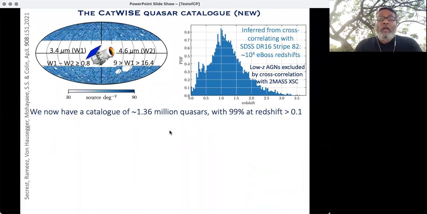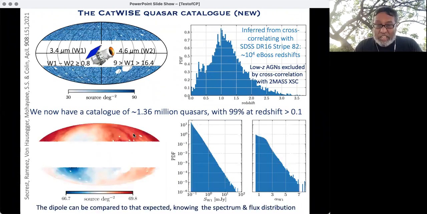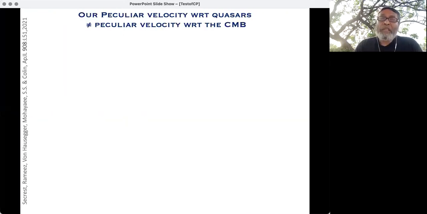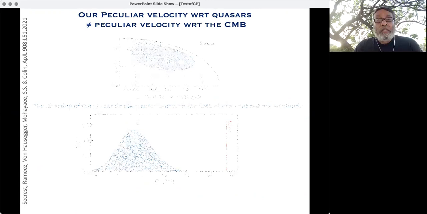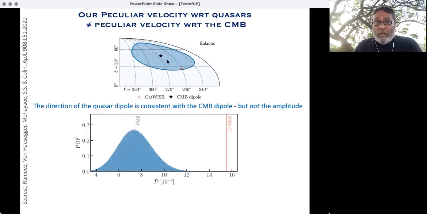So therefore, when we compute the dipole, which you can actually see with your naked eye again, once we smooth the distribution, we can now ask, how does this compare with the null hypothesis, which is that the dipole is entirely due to our velocity as given by the CMB. And we find again that as before with the radio sources, it is not the case. The directions are consistent with each other. They're within 20 degrees. But here is the expectation for what dipole we should see in the quasars based on the assumption that the CMB dipole is kinematic. And the spread is because of the uncertainties in the flux distribution and the spectrum.